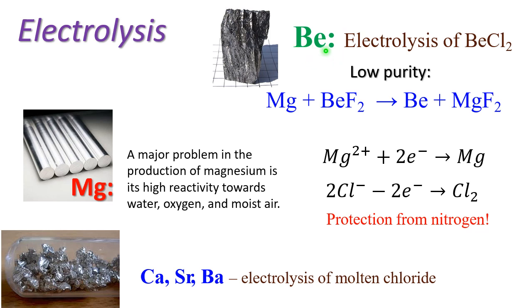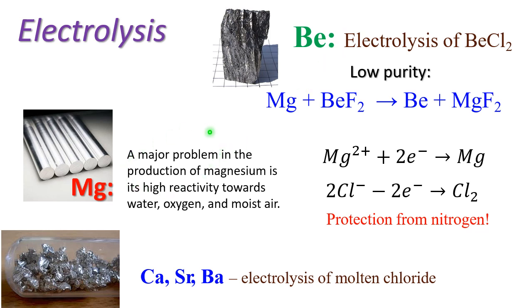There are several uses of beryllium and beryllium alloy. One of them is that beryllium is uniquely transparent for X-ray radiation, so all X-ray windows are made of beryllium. It doesn't absorb X-ray. Relatively expensive and very toxic metal.